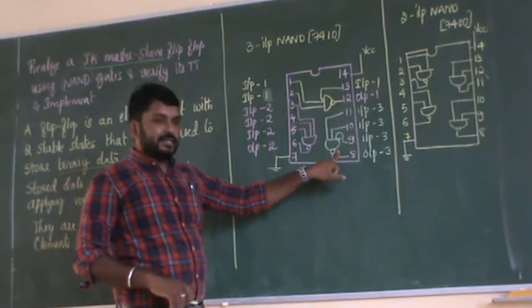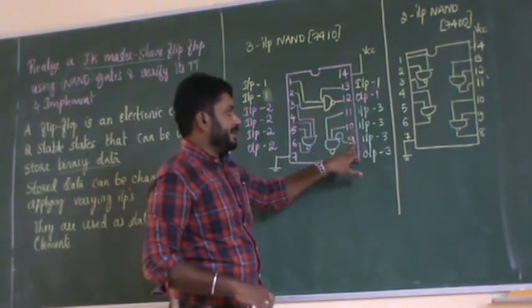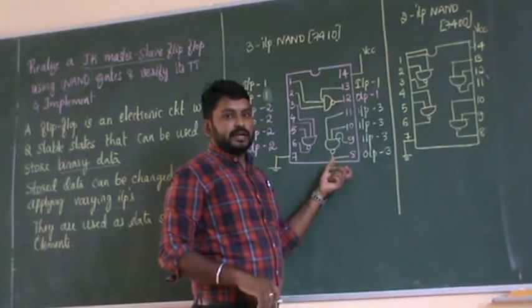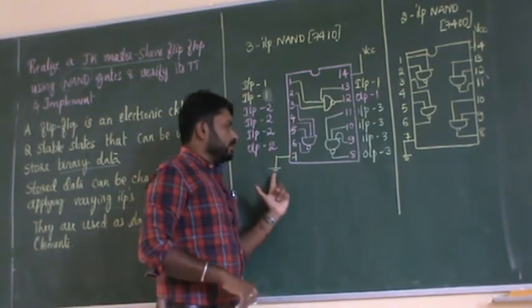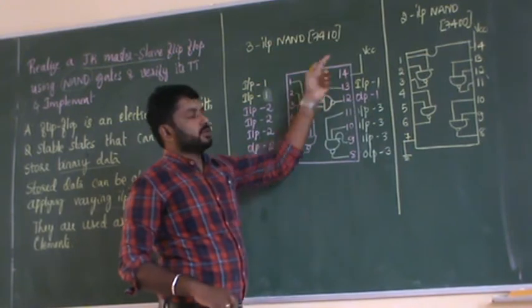Next, whatever I have written in green color, that is 11, 10, 9 are the inputs of the third NAND gate, and 8 is the output of the third NAND gate. Pin 7 is always connected to ground, and 14 is always connected to the power supply.